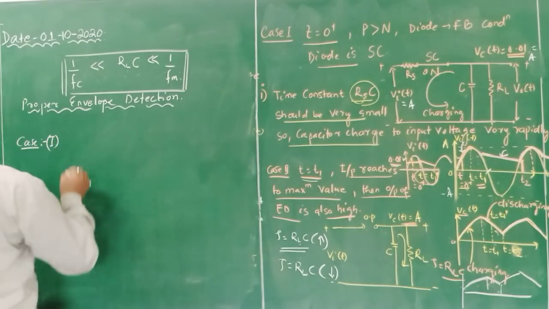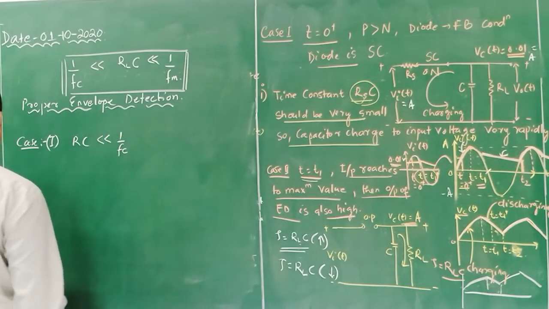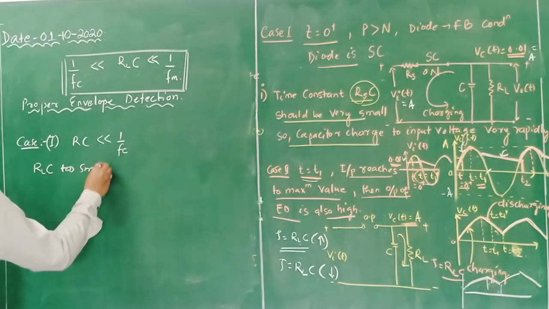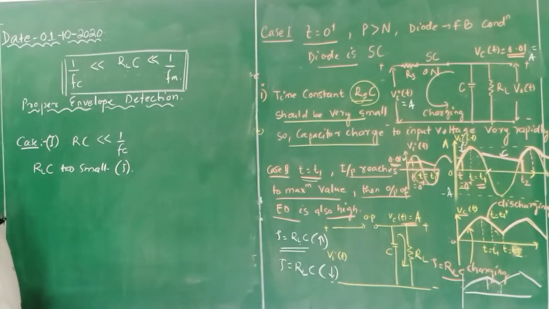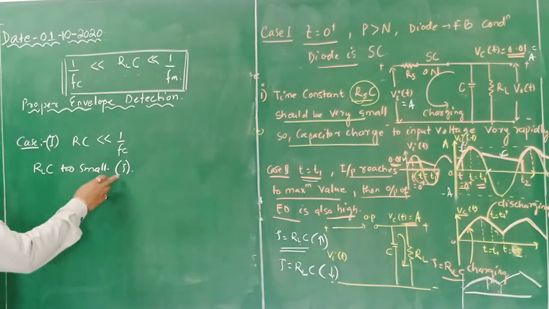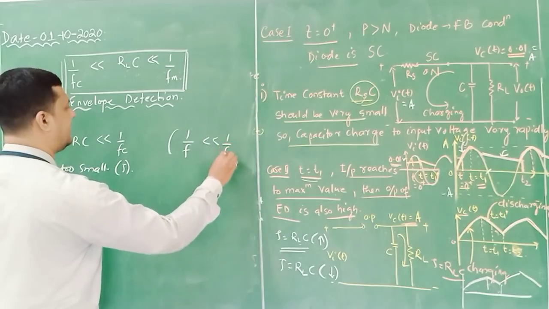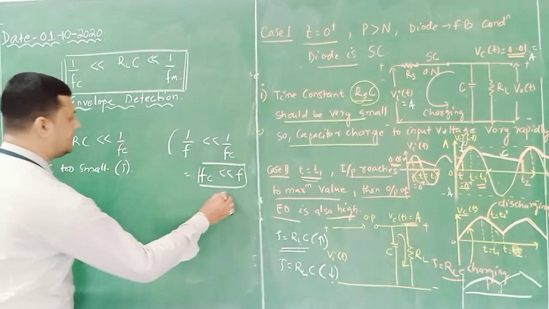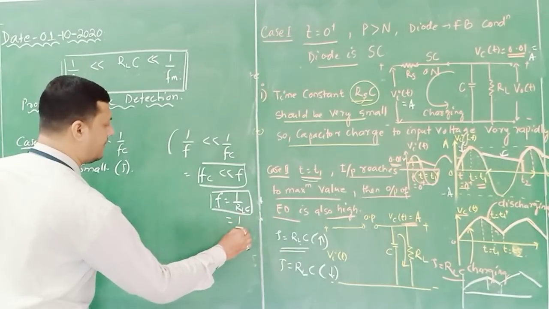Okay. So first, case 1, the condition is RC is very less than 1 by Fc. In this case, your RL into C is too small. RL into C is too small means time constant is small. If time constant is small means frequency is high. So that means your frequency is high. If I relate this, 1 by F is very less than 1 by Fc, or I can write Fc is very less than F. So this is the condition, and this F is equal to 1 by RL into C. This is the 1 by tau relation, where tau is equal to RL into C.